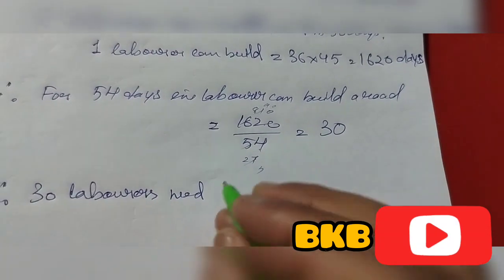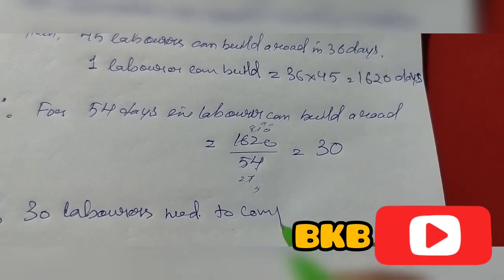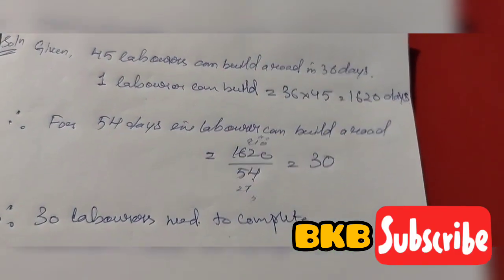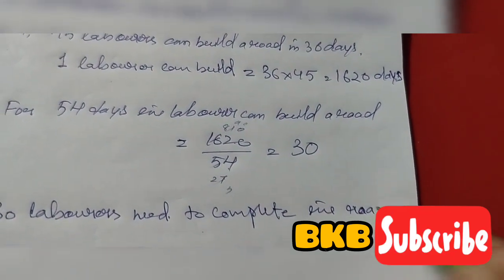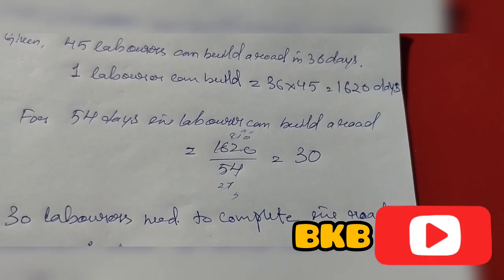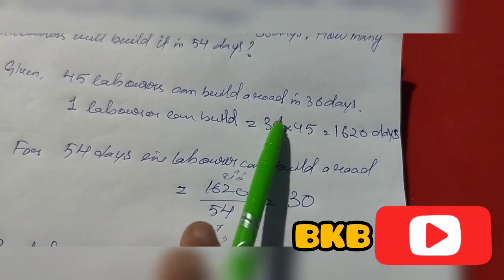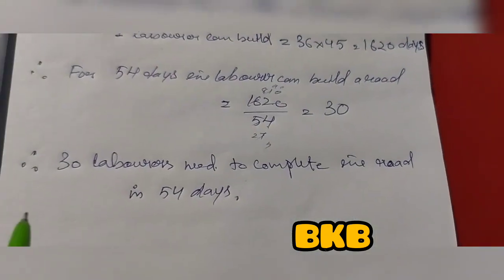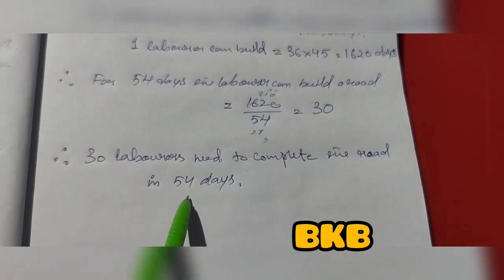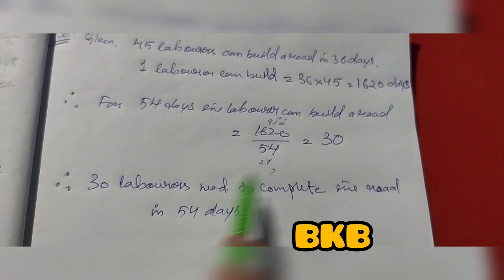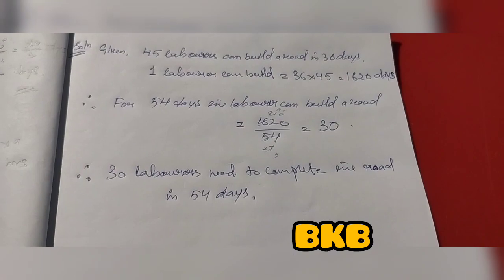need to complete the road in 54 days. When 45 laborers can complete it in 36 days, then 30 laborers can complete it in 54 days. We need 30 laborers. Okay, this is a man called laborer. Okay, thank you.